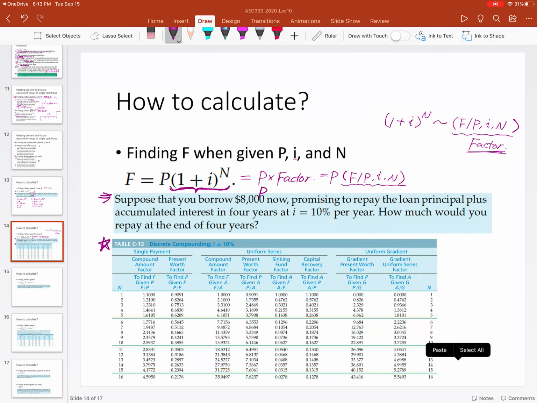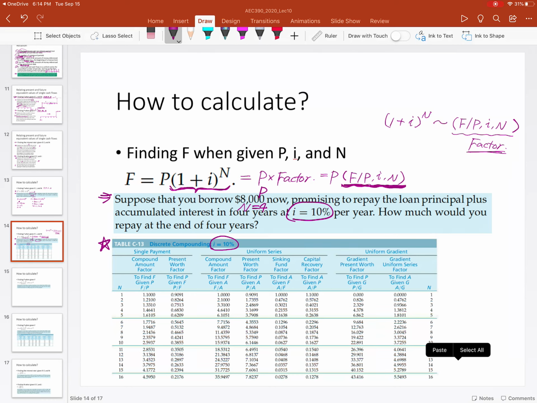So the same example, you borrow 8,000 now, that's your P, and you promise to repay after 4 years, so N is 4. At the interest rate I equals to 10%, that's your I, okay? So how do you use the factor or table method to calculate your future equivalent? You go check the table in the appendix C, but you want to find the table of I equals to 10%. Okay, so different tables have different I, but you want to find out the I for this problem, which is 10%.